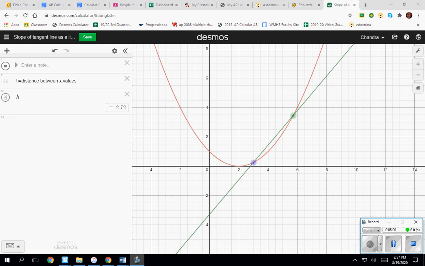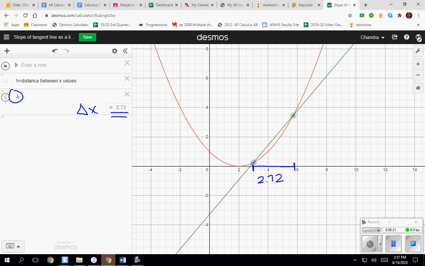I could find the slope between them. Right now, I'm using h to tell me how far apart these are. So this is like my delta x. That just says if I were to calculate the distance between one x value and my second x value, this is a distance of 2.72. This gives me my average rate of change.